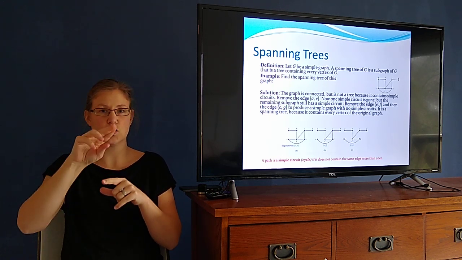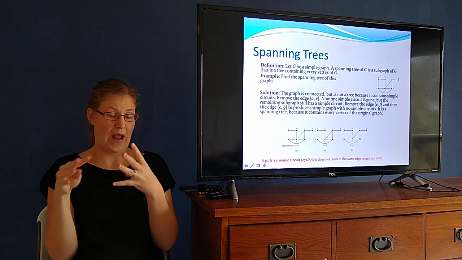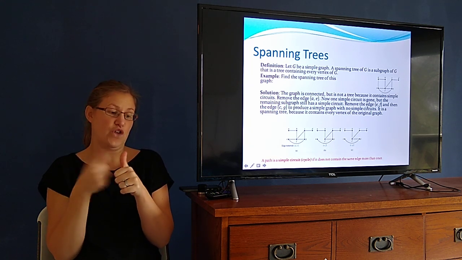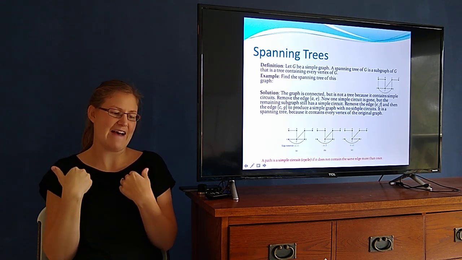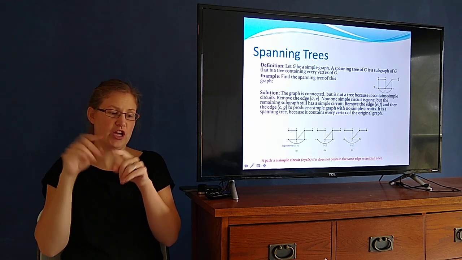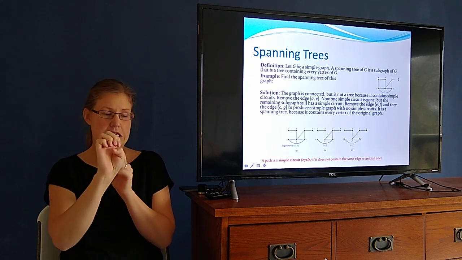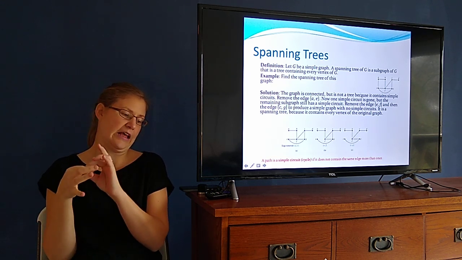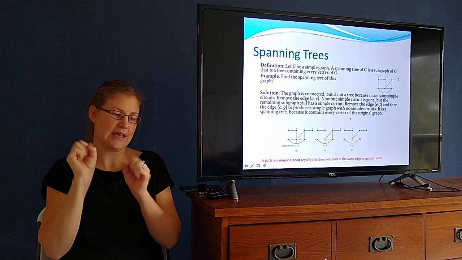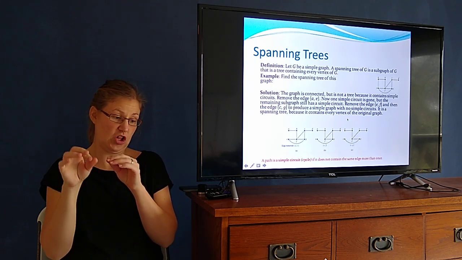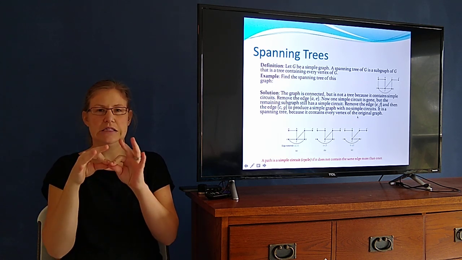Given this example, find the spanning tree of this graph and how to construct it. First, this graph is connected, but it is not a tree because it contains simple circuits. You can see here the edge that connects A and E, or the edge that connects E and F, or G and F. All these edges can cause a simple circuit.